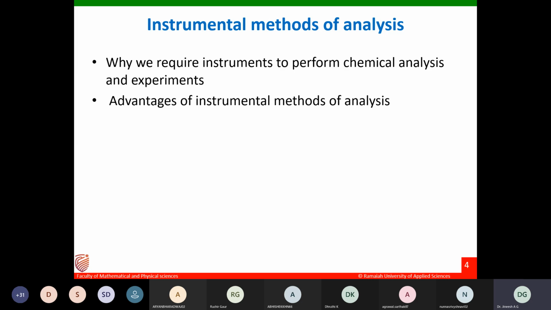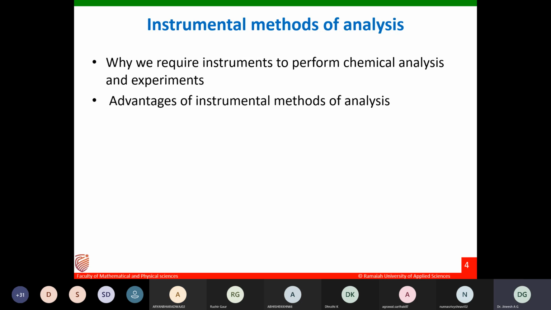How? The instrument will identify the endpoint, not you. So if you have the inability to understand the color change, it doesn't matter. The instrument is doing that. Understood?